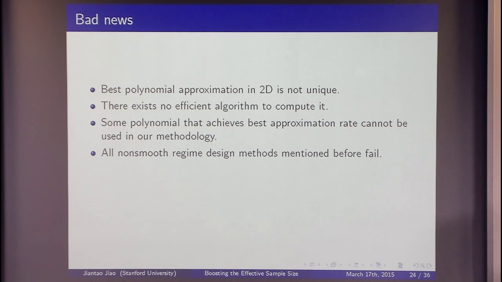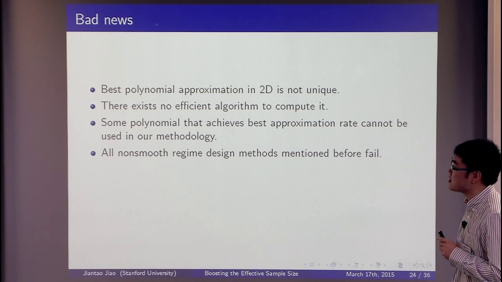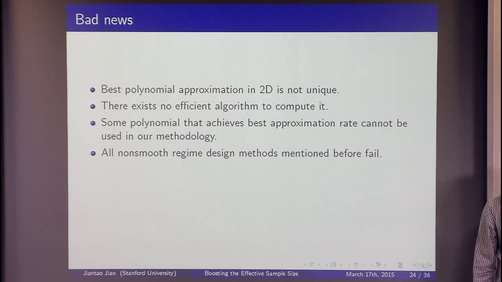We don't have time to discuss our result, but we need to share with you some bad news. The bad news is that you may think, oh, we still use the idea of best polynomial approximation. In 2D, it's not unique. Until now, there's no efficient algorithm to compute it.